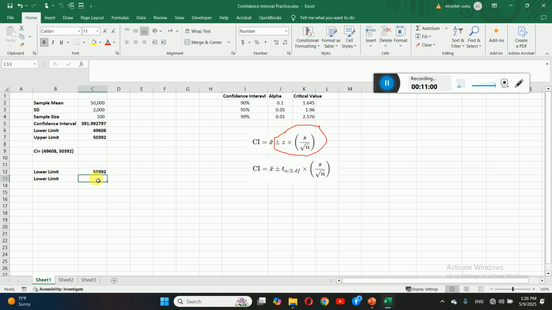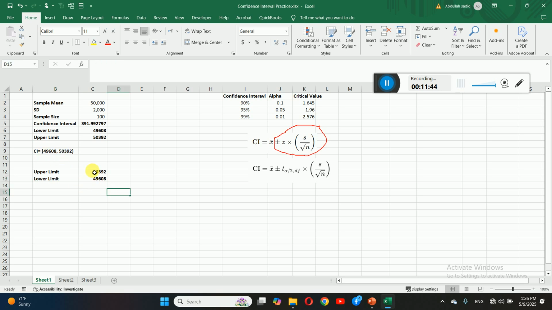Okay, how to find the lower limit? Once again, equal sign, and this is our sample mean. Why? Because here it is X bar, you should put the sample mean, and then minus, because it's the lower limit. The first one is the upper limit, this is the lower limit, so minus, and then the critical value, multiplied by the standard deviation and divided by the square root of the sample size. This is the lower limit, and this one is the upper limit.